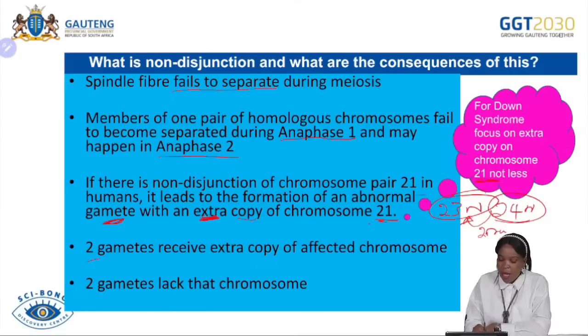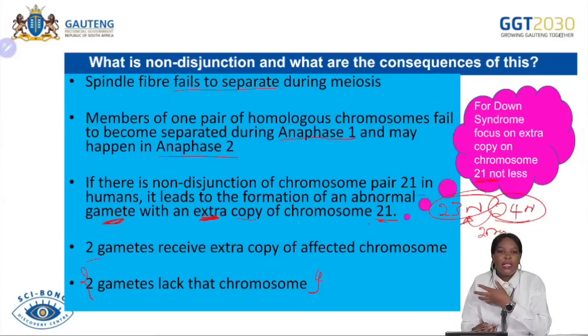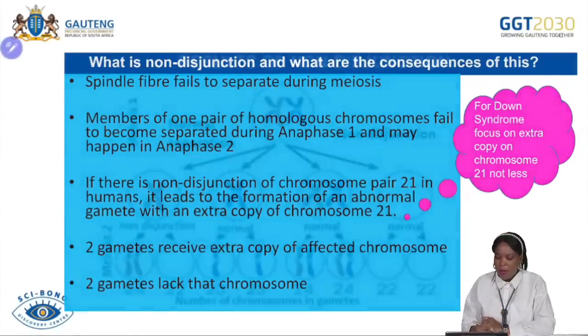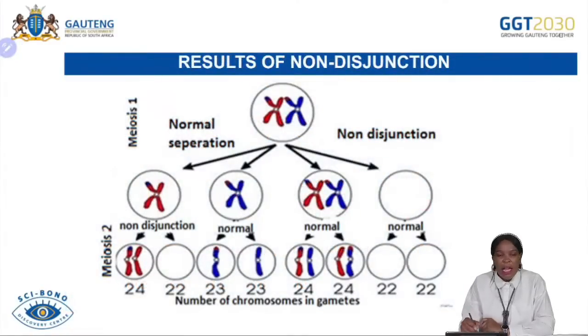Now, 2 gametes are going to receive the extra copy and be affected by the chromosomes, and then 2 may lack that chromosome. This part about lacking is just for you to understand, but it does not necessarily explain Down syndrome. For Down syndrome, we need that extra one. Please focus on that. Then what happens during non-disjunction? This is just a diagram to show you.